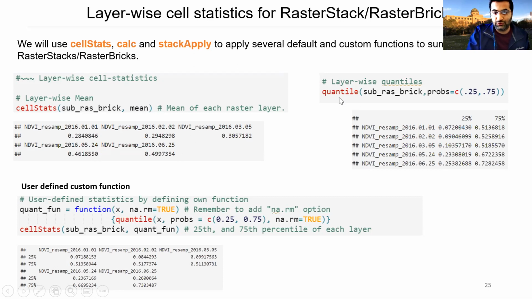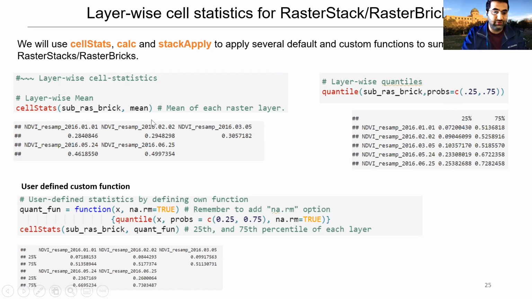Similar example with the quantile function. If you use the quantile function and you use the brick's name for the probs 25 and 75, it will give the 25th and 75th percentile of each raster layer. So in many cases, you might have used the quantile function or something similar to this for just a simple array or a matrix. The only difference we have over here is we are using a RasterBrick instead of an array or a list. And the same function is applied on all layers of the RasterBrick with such simplicity.